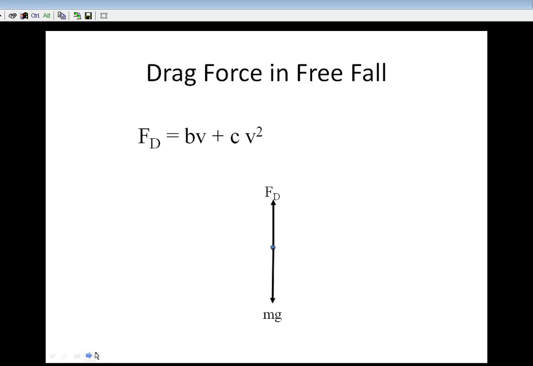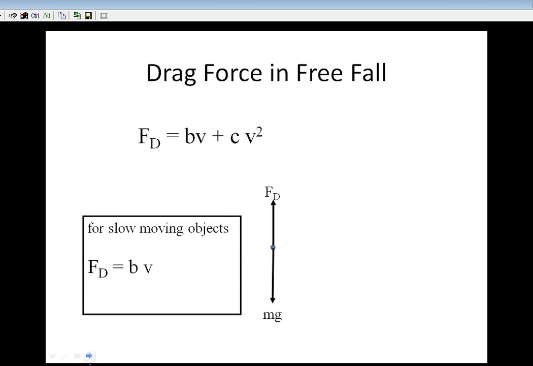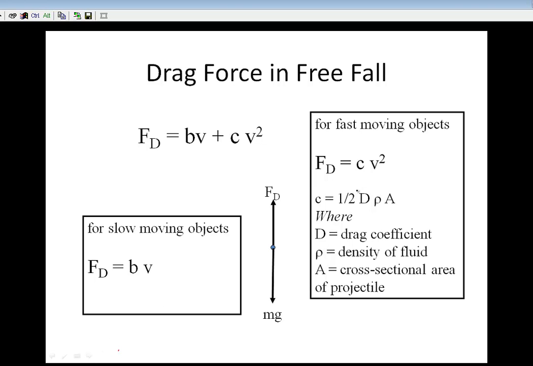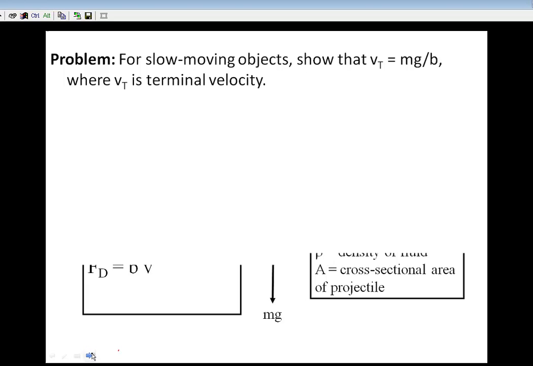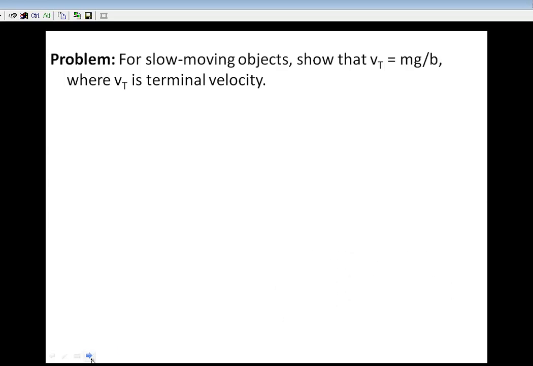So for slow-moving objects, we just get bv. For the faster-moving objects, it's cv squared, where c is equal to all of that. It doesn't have to be memorized because that would be given to you. For slow-moving objects, this comes up every time this particular question is on there. You need to be able to show, starting from the force diagram, why this is the case.